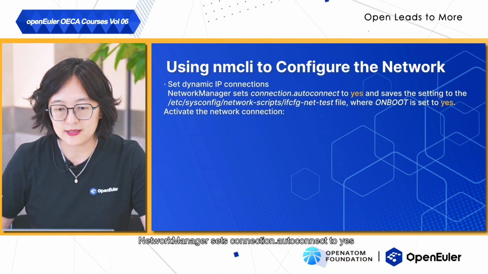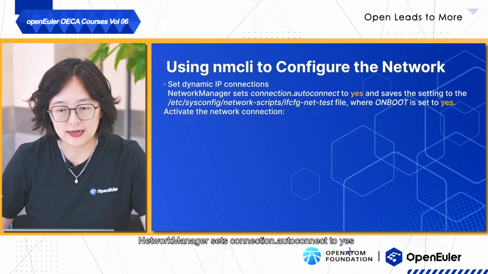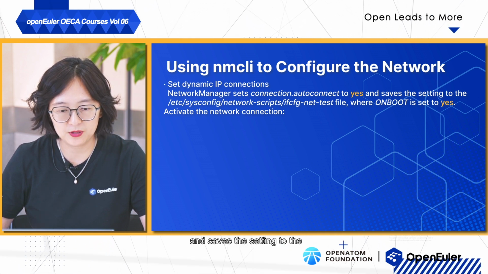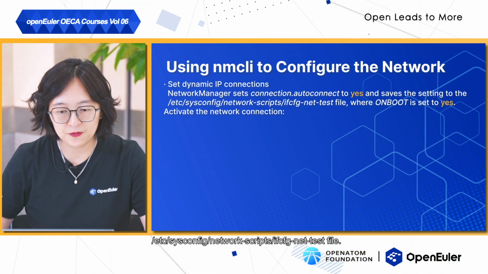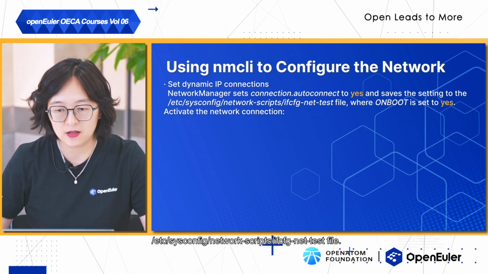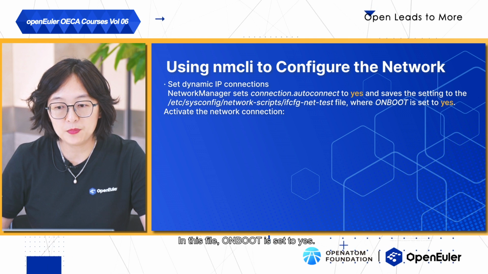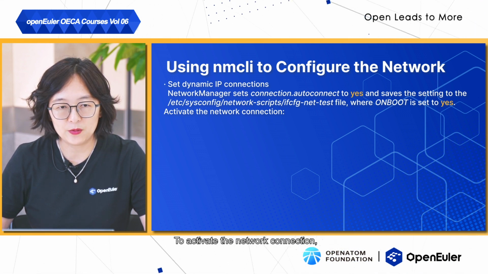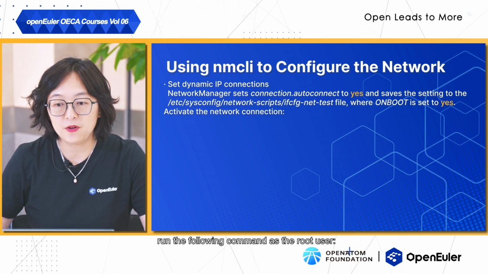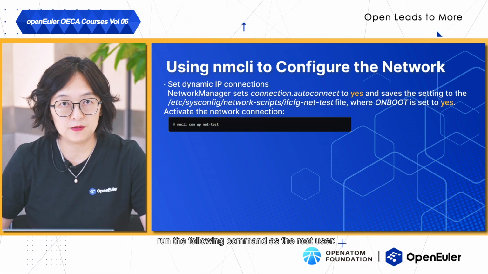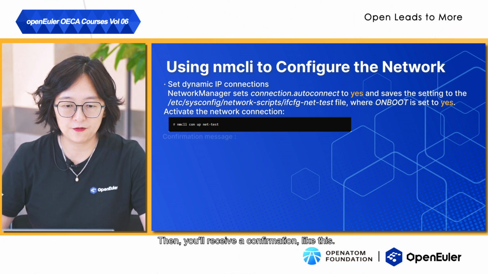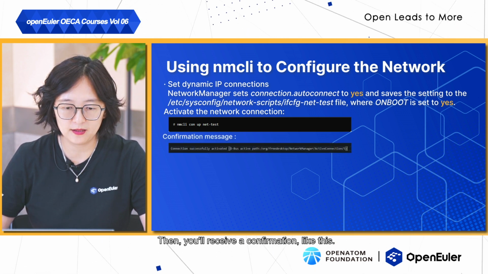Network Manager sets connection.autoconnect to yes and saves the settings to the ifconfig net test file. In this file, onBoot is set to yes. To activate the network connection, run the following command as the root user. Then you will receive a confirmation, like this.